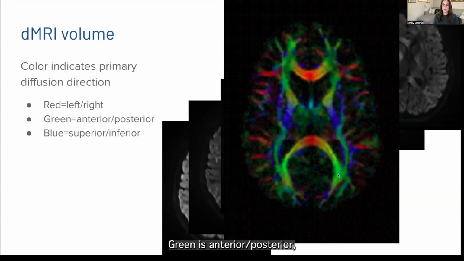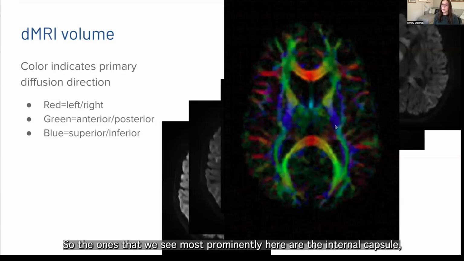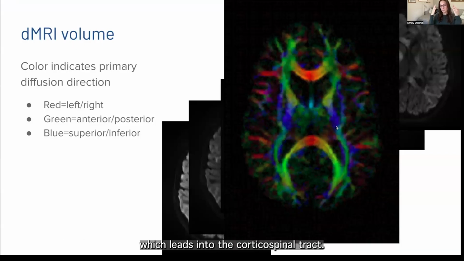Green is anterior-posterior, so tracts that run from the front of the brain to the back of the brain. And again, these make sense with these tracts that go along into the occipital lobe. And blue is superior-inferior, or things that run from the top down to the bottom. So the ones that we see most prominently here are the internal capsule, which leads into the corticospinal tract. So these are the tracts that run, as we saw with the corona radiata, that come down through the internal capsule, down into the corticospinal tract and out to the rest of the body.